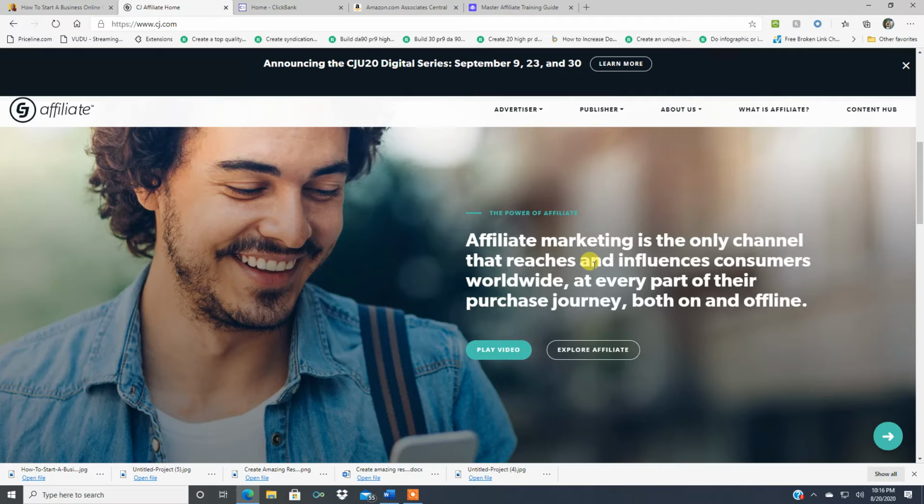And they have a lot of big brand names. You can promote major retailers like PetSmart. I think Walmart and Target are on here. There's all kinds of big brand name businesses that you can promote as an affiliate. So they're definitely worth checking out. They're all free to join and find products to promote.